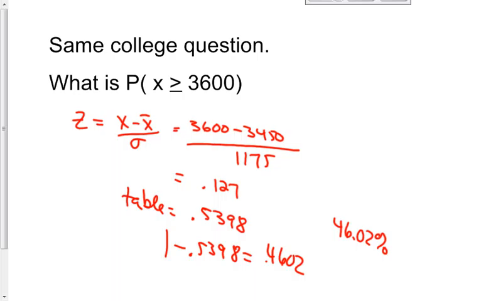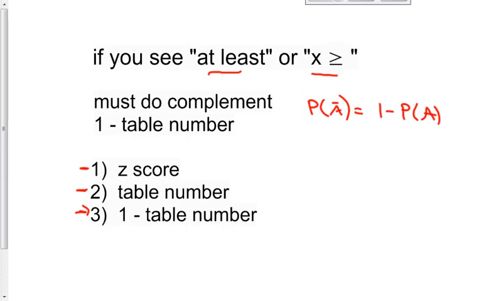So this rule right here is something that you probably want to put on your cheat sheet. Anytime you're going to be doing a probability and you see the phrase at least, or if it's the greater than or equal to, you must do the one extra step of the complement in the last step. After you take your z-score to your table number, then do your complement.